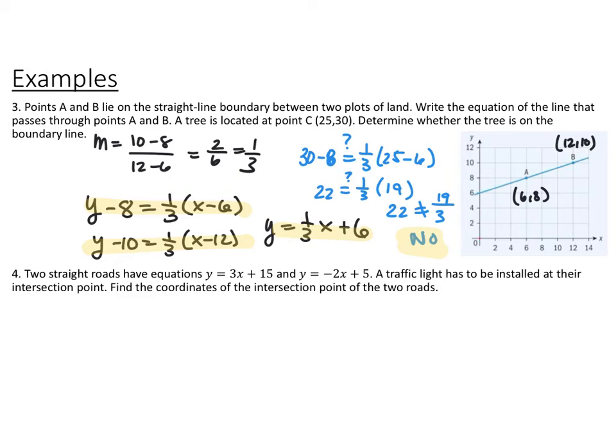For the next one, we have 2 straight roads with equations y equals 3x plus 15 and y equals negative 2x plus 5. We need to install a traffic light at their intersection point. So we need to find the coordinates of the intersection point. So go ahead and pause the video and find the intersection of these 2 lines.